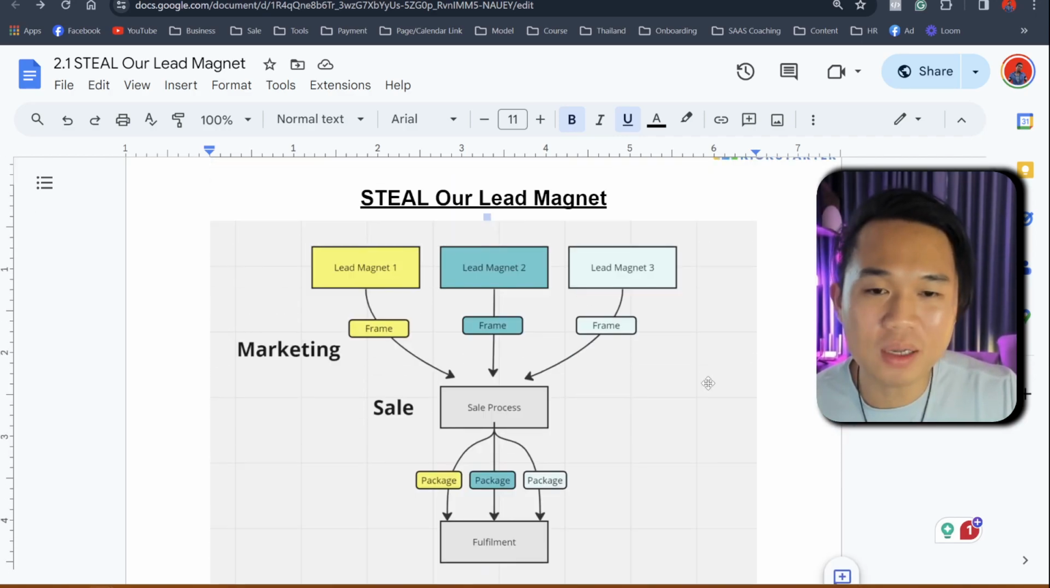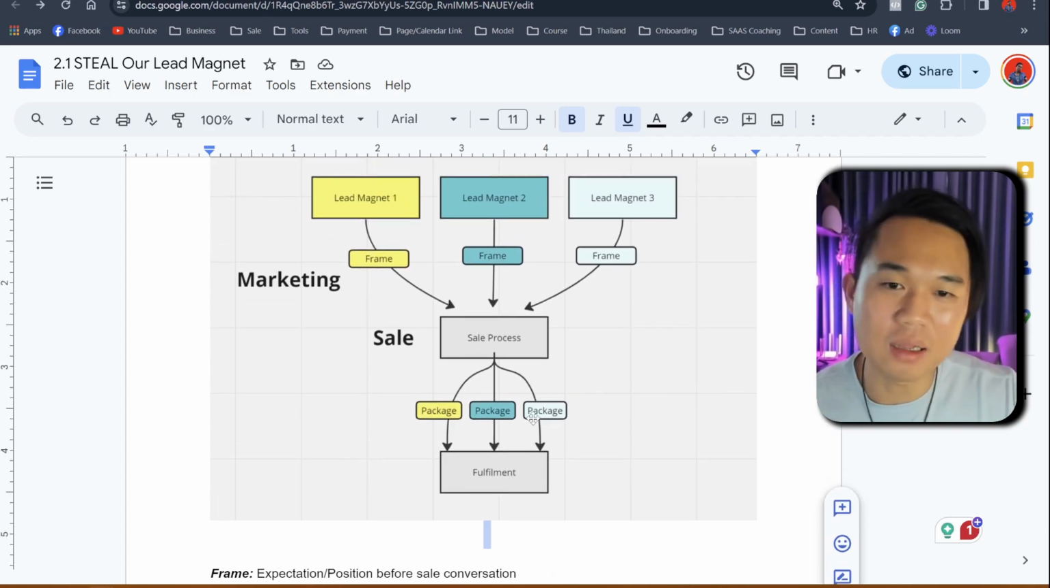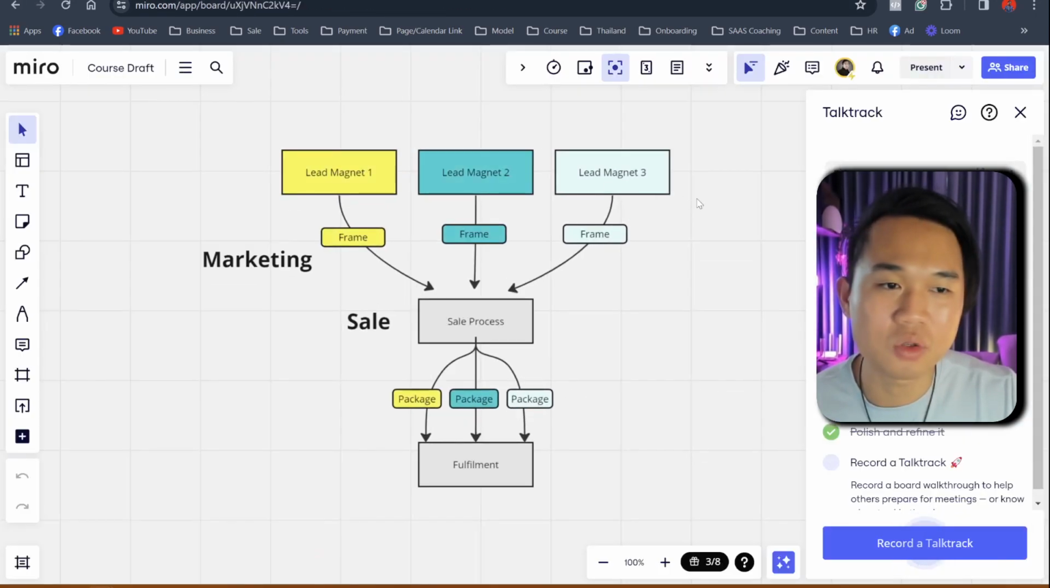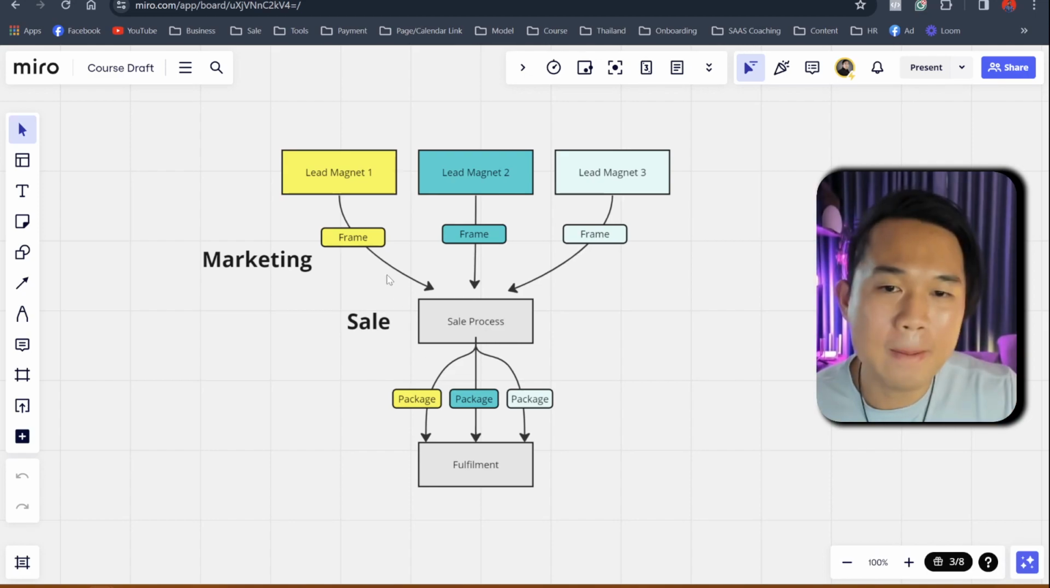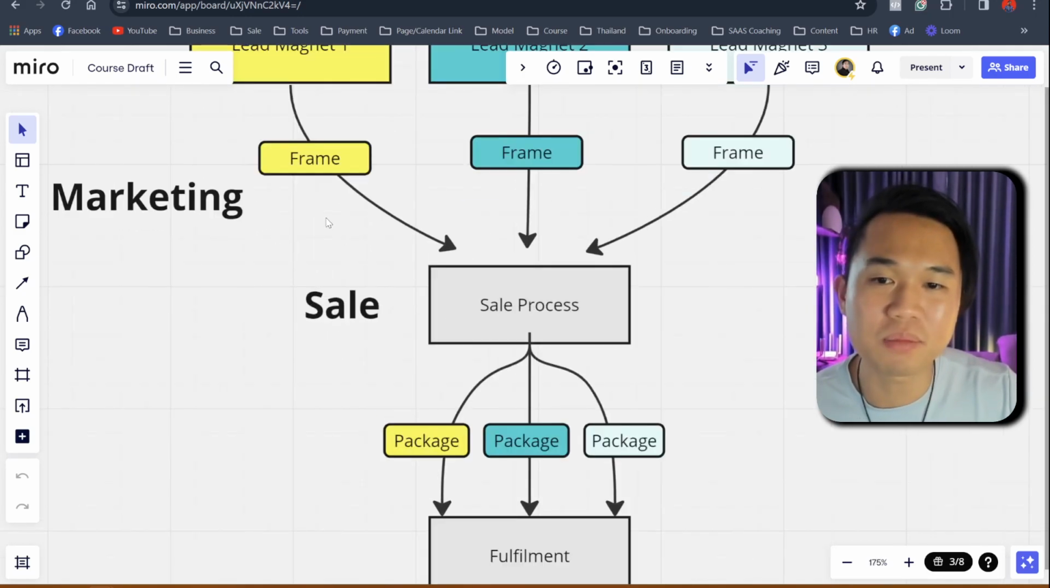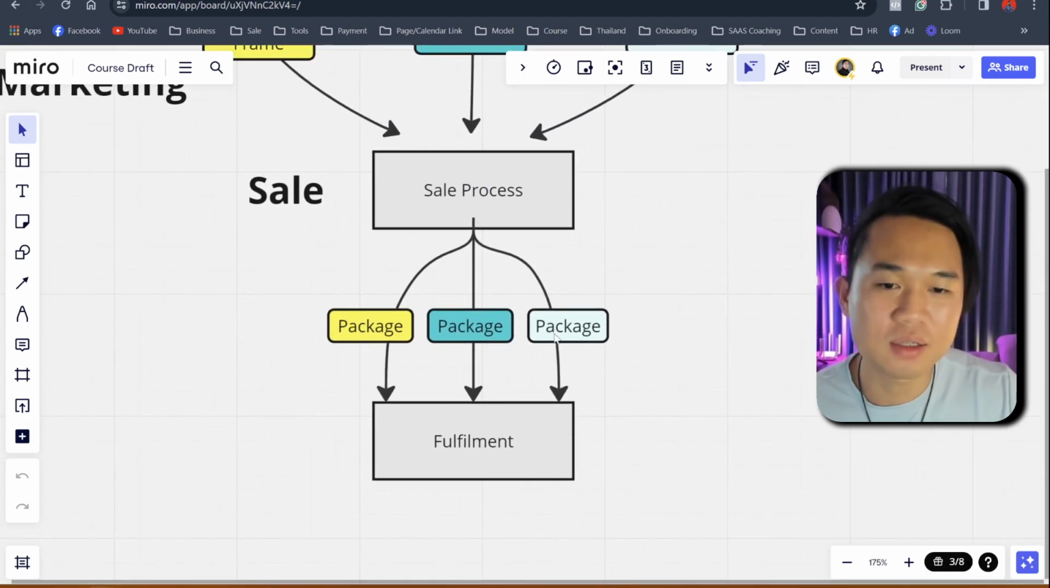So before we get started, I do have a little lesson or mind map tutorial to explain to you guys here, right? In an acquisition system, in a sales process, you can have different lead magnets. The only thing that changes is the frame and the packaging, right? The frame is something that is in the front end, and the packaging is something that is in the back end.